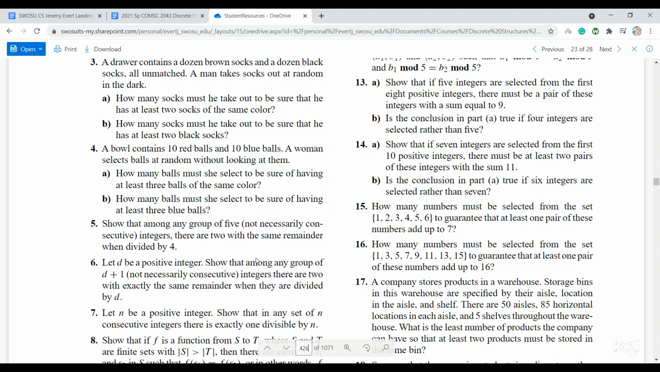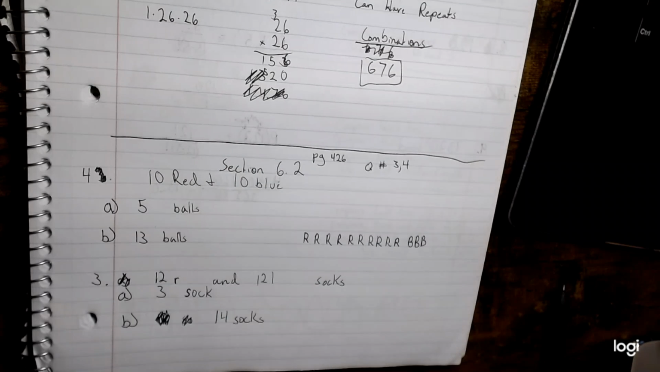Alrighty, so 2 different questions that work about the same. So we'll go on to our journal and we'll go ahead and explain these. So question 3 first, about the socks, right? Which I have right here.